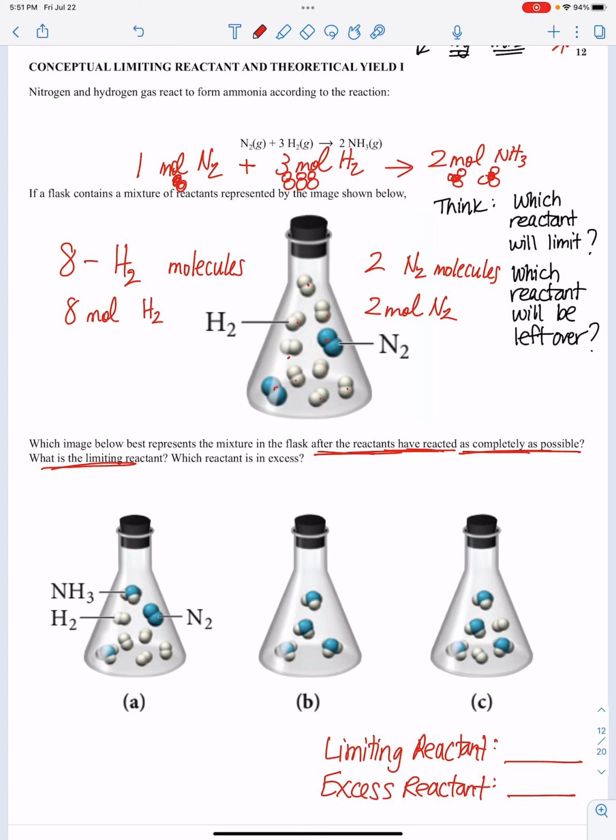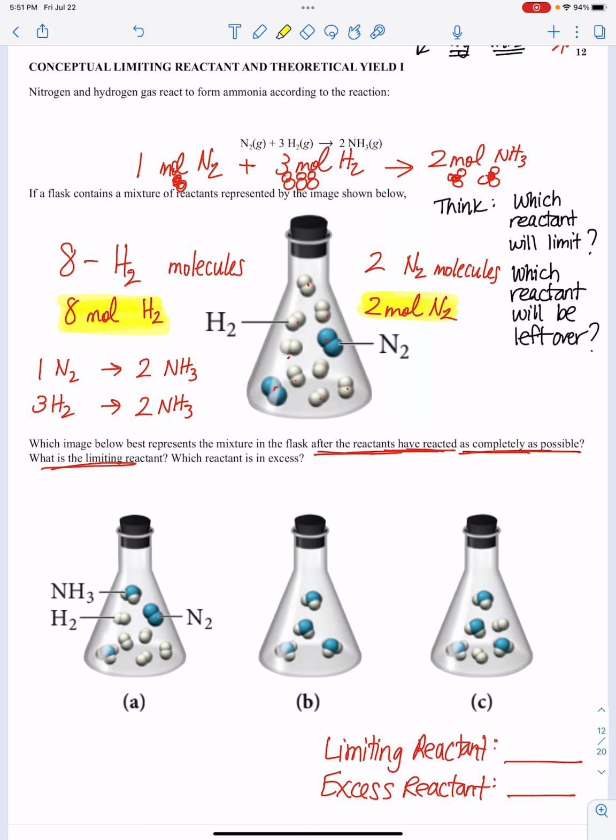I want you to think about the sandwiches here. It looks like for every 1 N2, I could get 2 NH3. And it looks like for every 3 H2, I also can get 2 NH3. Which of these is limiting how many NH3s I could make? Is it the N2 or is it the H2? And if that were the case, how many NH3s could I make? And which reactant is in excess?